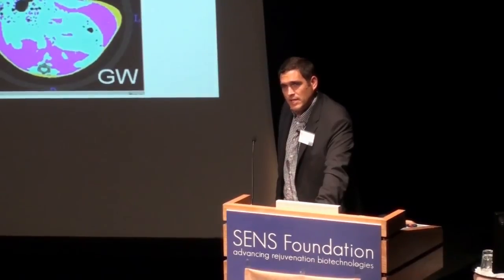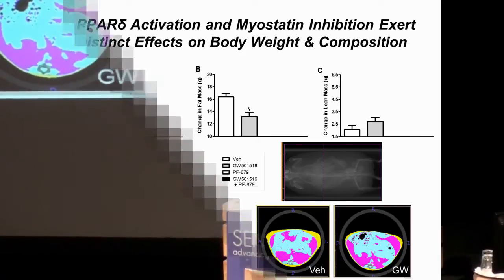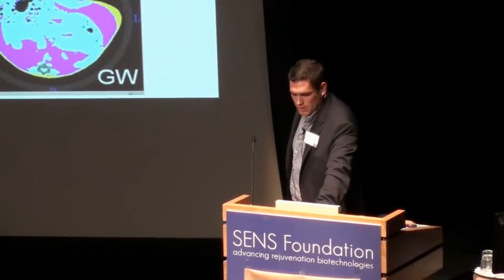What's interesting is, though we're directly manipulating metabolic pathways in muscle through these different interventions, the effects of the individual interventions were actually highly conserved. And this actually surprised us to some extent. But here you can see that the beneficial effects of the PPAR delta agonist on body weight accretion, fat mass accretion, and subcutaneous fat mass gain were retained in the combination group, as well as the increase in lean mass induced by the myostatin antibody was also retained.